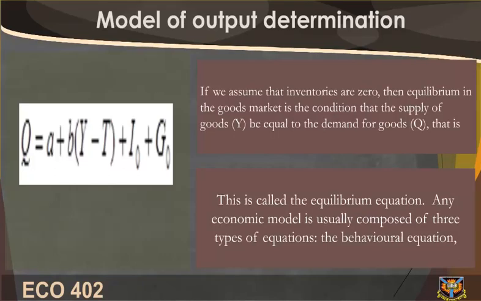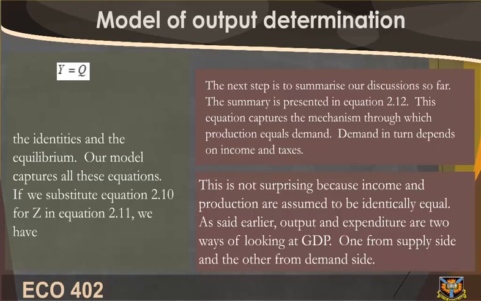If we assume that inventories are zero, then equilibrium in the goods market is the condition that the supply of goods Y be equal to the demand for goods Q. That is, this is called the equilibrium equation. Any economic model is usually composed of three types of equations: the behavioral equation, the identities, and the equilibrium. Our model captures all these equations.